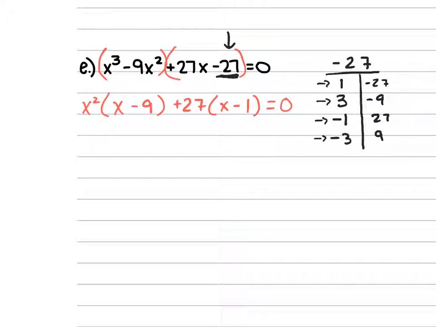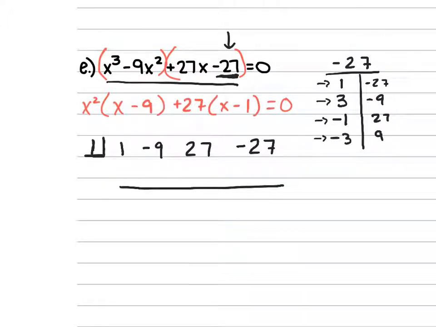Now remember, I told you a while ago how to check if something is a factor. One of the things we did was use synthetic substitution. We looked at these and grabbed the coefficients. We said 1, negative 9, 27, and negative 27. The first number I'm going to try is 1. If 1 is a factor, what will be true about the remainder over here? Remember we did this and said something will be true about the remainder when I'm done if it is a factor.